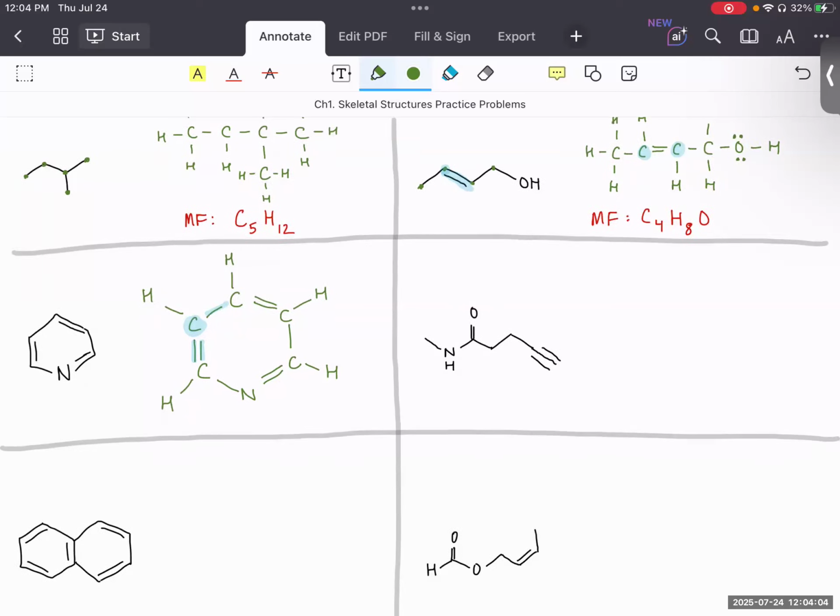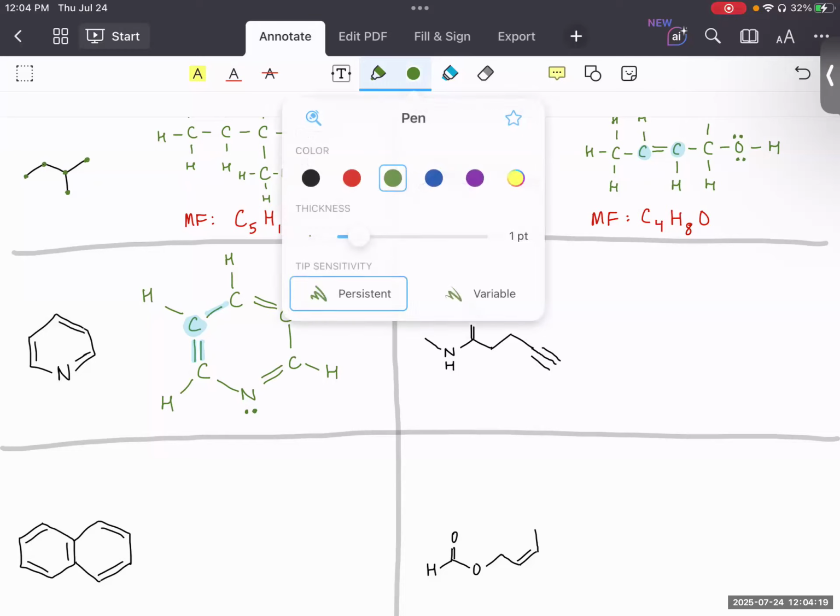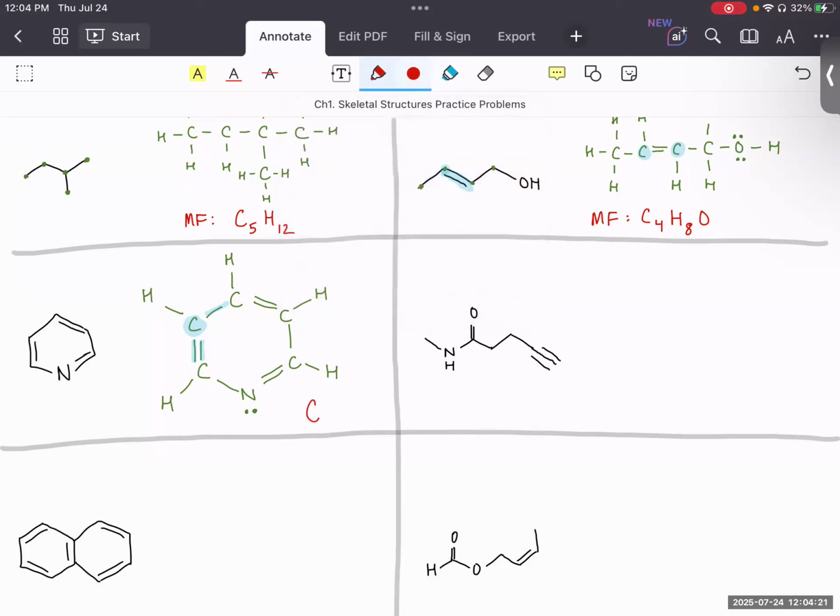And then the last thing we want to do is look at this nitrogen. And so we know that nitrogen wants to have a total of 3 bonds and 1 lone pair in its neutral state. And so it's missing that lone pair. And so we can draw that. And then to determine the formula, we would just do the same as before. We have 5 carbons. We have 5 hydrogens, and then we have one nitrogen.